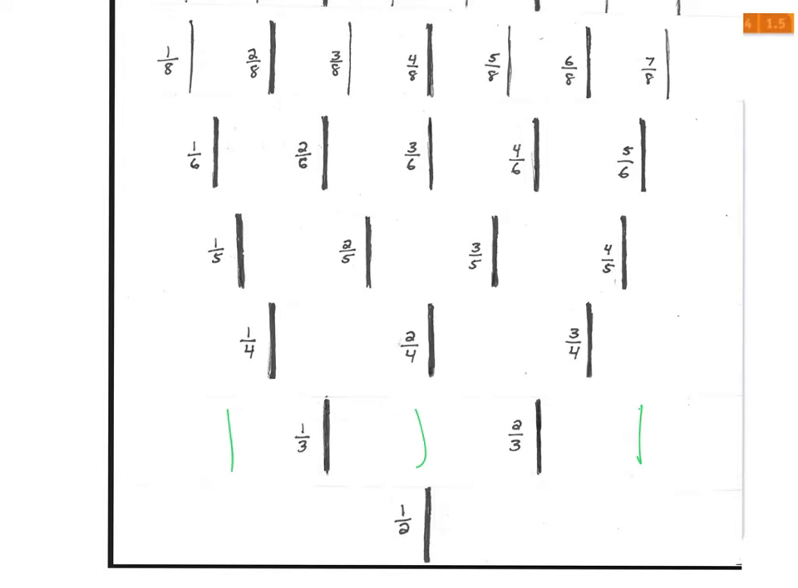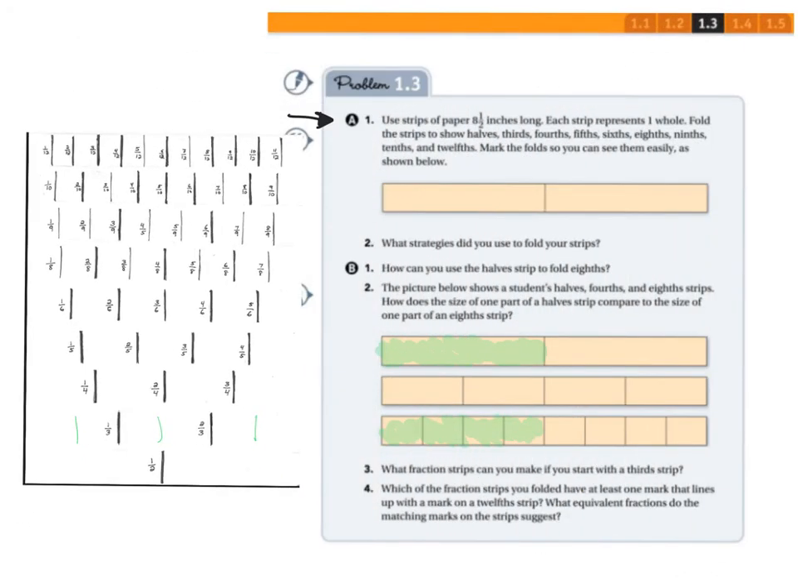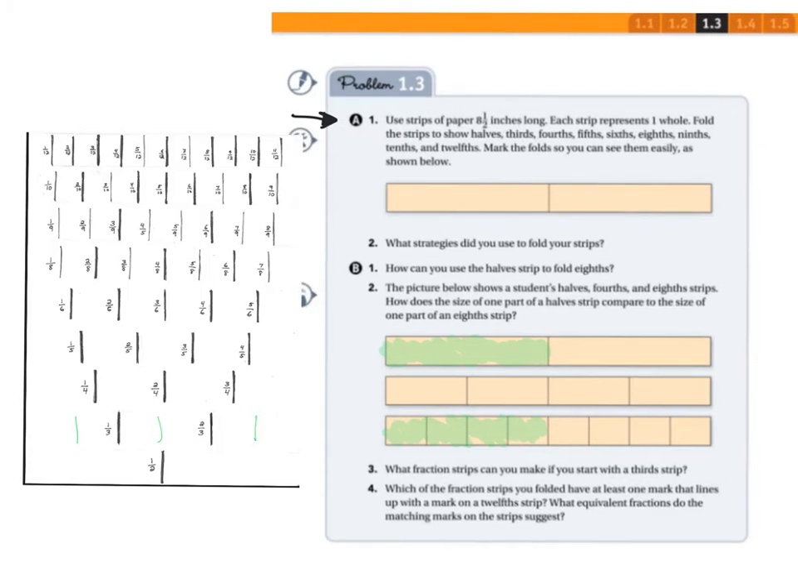What will you have? If you go up, you can see, oh, I've got 6. 1, 2, 3, 4, 5, 6. Okay, so this paper here, once again, just helps us see equivalent fractions. So what strips can you make if you start with a third strip? Before you answer that question, really look at what lines up with these thirds.